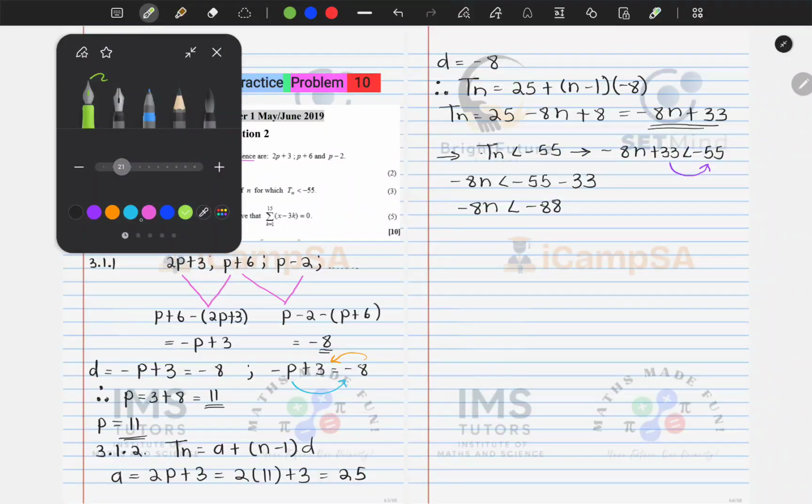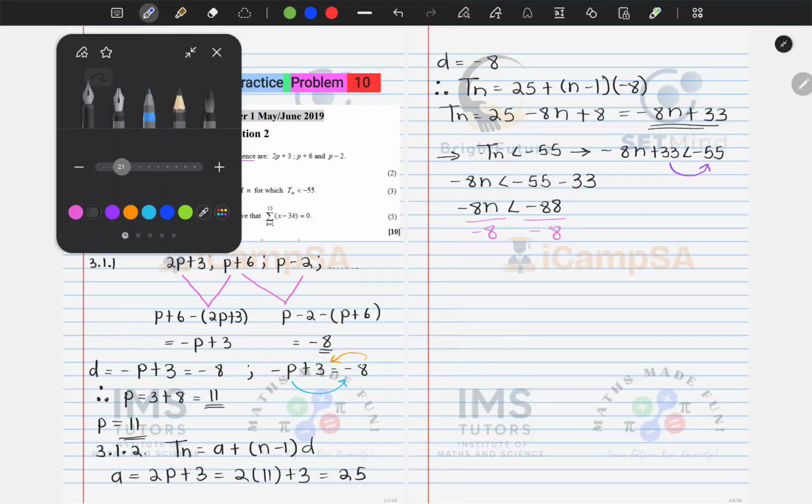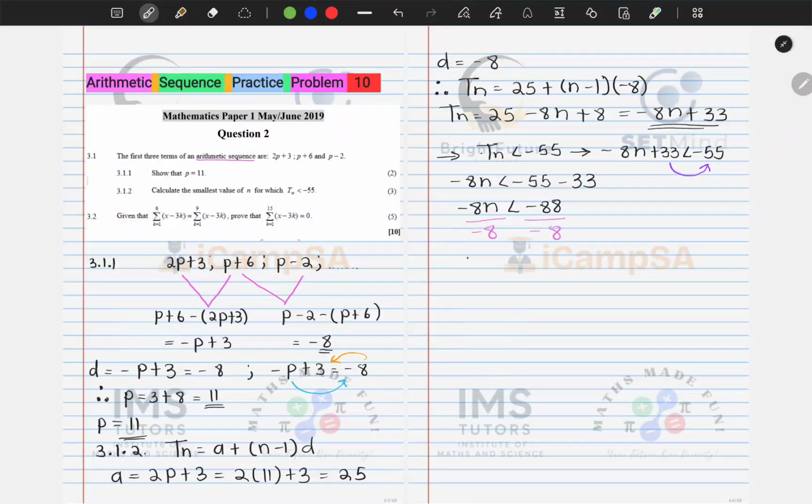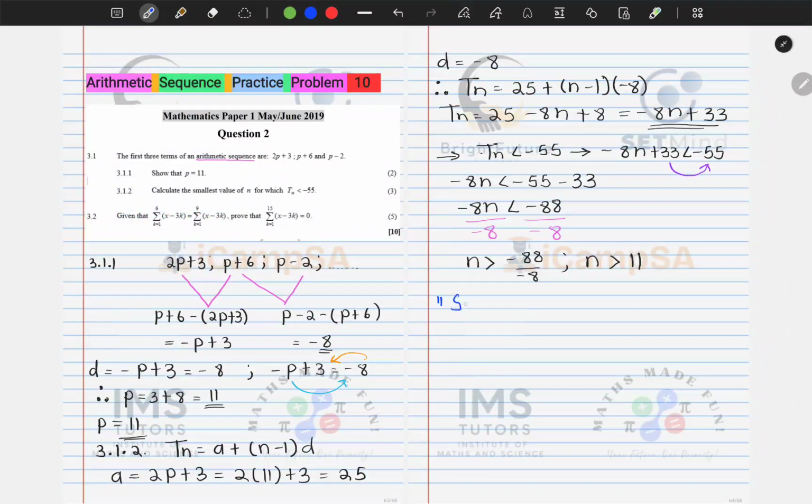So we know that we want to solve for n, but not negative 8n. So we'll divide by negative 8, divide by negative 8. And remember, whenever you divide by a negative, the sign changes. So our n becomes greater than negative 88 divided by negative 8, of which the answer becomes n is greater than 11. But remember, they mentioned that they want the smallest n value.